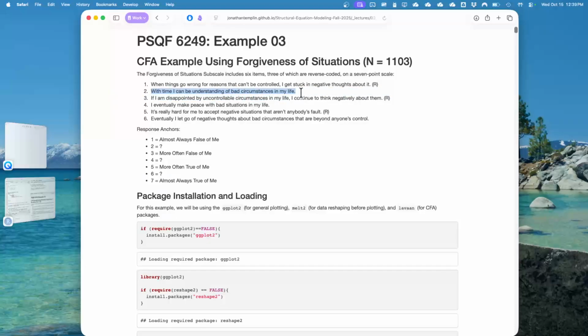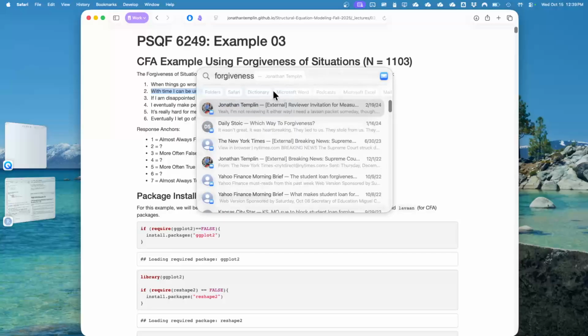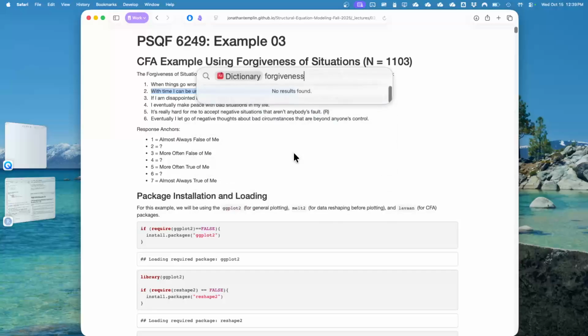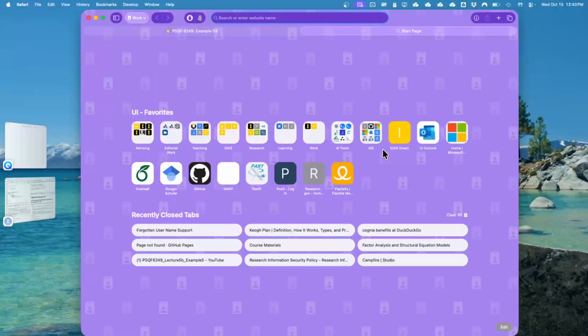Okay. With time, I can be understanding of bad circumstances in my life. That sounds like forgiveness. Actually, hang on one second here. I want a dictionary. There it is. Ha! Well, this is my computer. That is what I get. So do not cross me. There's no forgiveness on this machine. This is an unforgiving Mac OS.